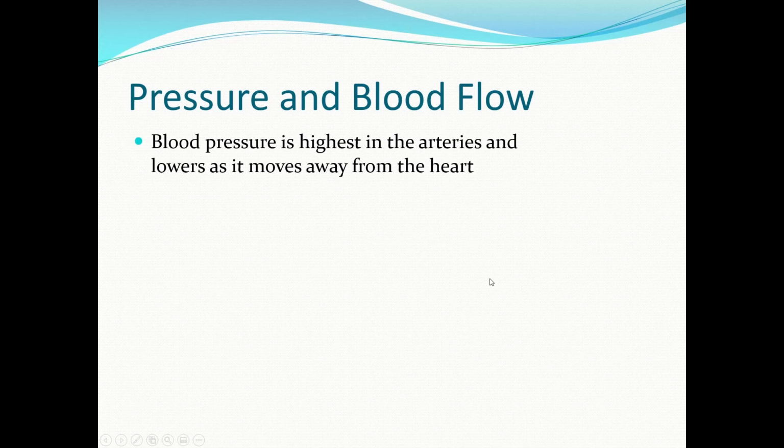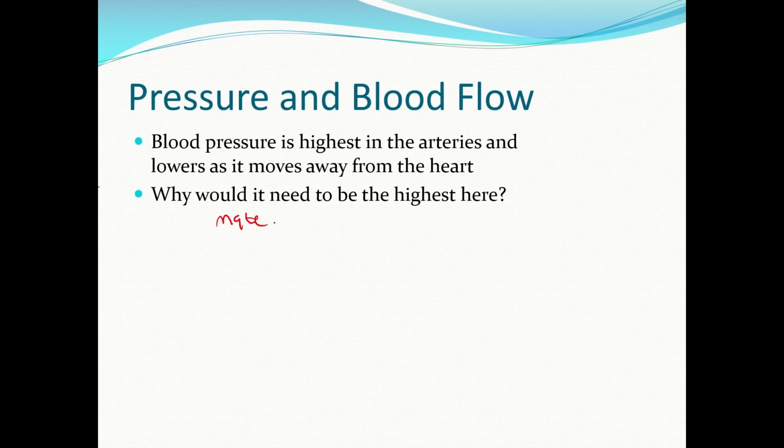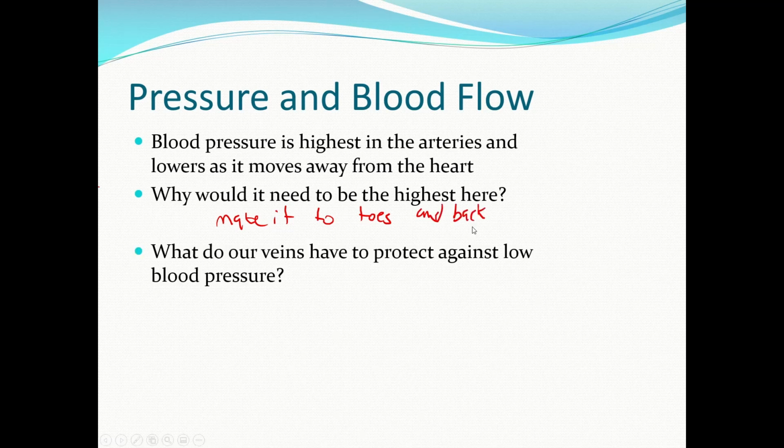So blood pressure is highest in arteries and lowers as you move away from the heart. So why does it have to be highest there? Well, it has to make it to your toes and back, right? You need high blood pressure to be able to make it to your toes and back. What do veins have to protect against low blood pressure? They have valves.